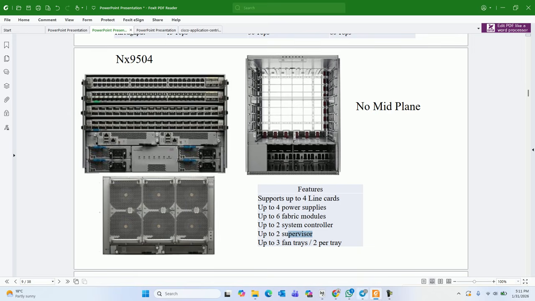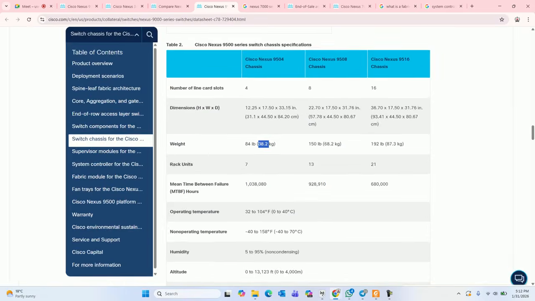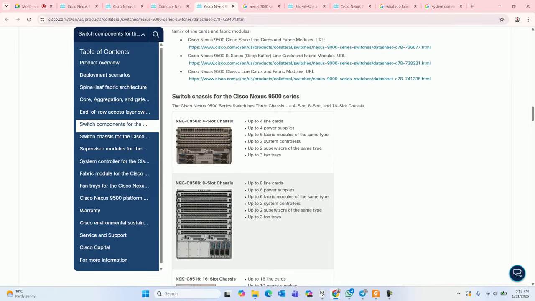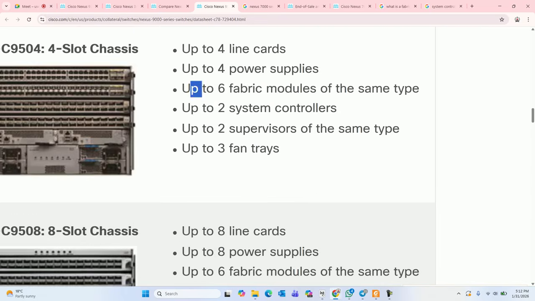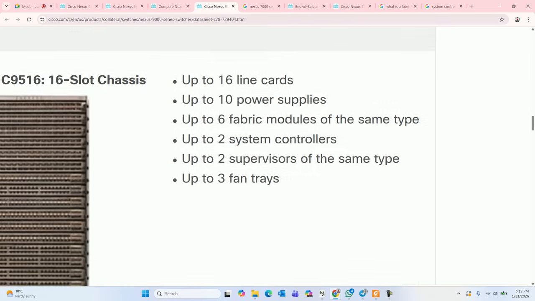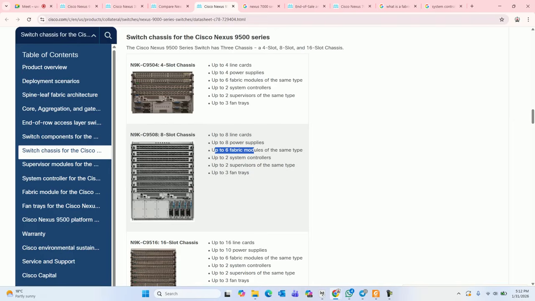Okay. So if you look at the data sheet, this is the best source of information because it is authenticated information, coming from the Cisco modules. You see up to six fabric modules. We have the same fabric modules in the backside which connect all these line cards together.